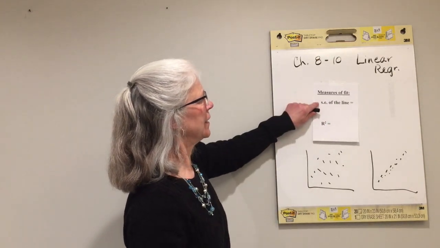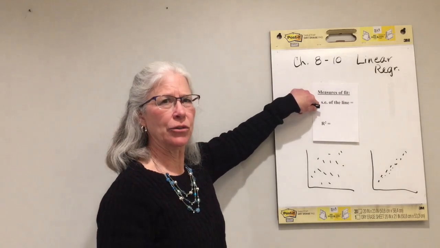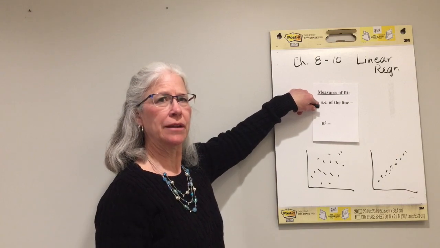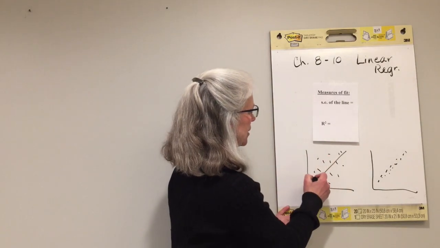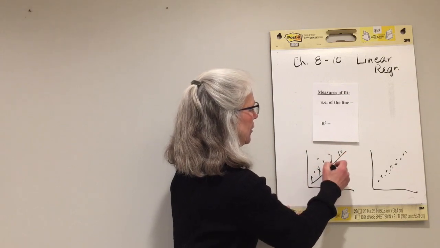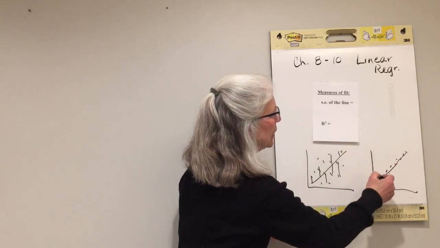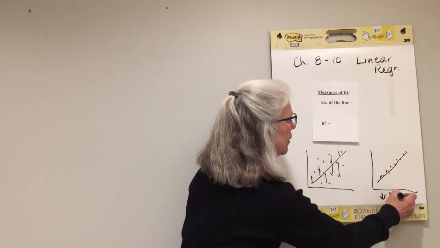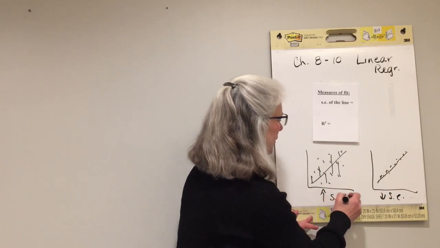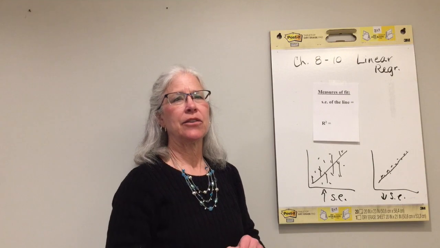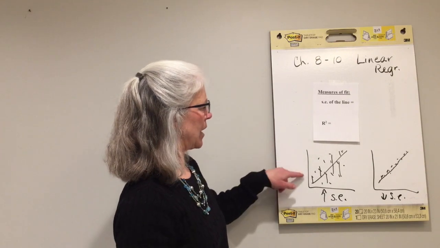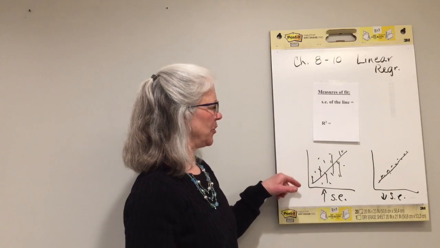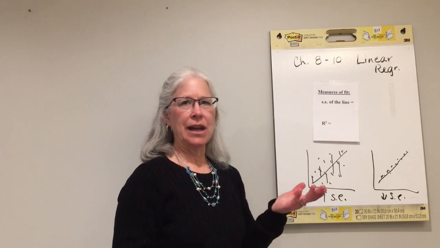So the standard error of the line is just like it sounds. Standard error is a measure of spread. So the standard error of the line is a measure of spread around the line. In this case, there's a lot of spread around the line. The standard error would be big. Here there's very little spread around the line. So this would have a small standard error. This would have a big standard error. The biggest the standard error can get is the standard deviation of our response. So you can compare the standard error of the line to the standard deviation of y to see how well you're doing.